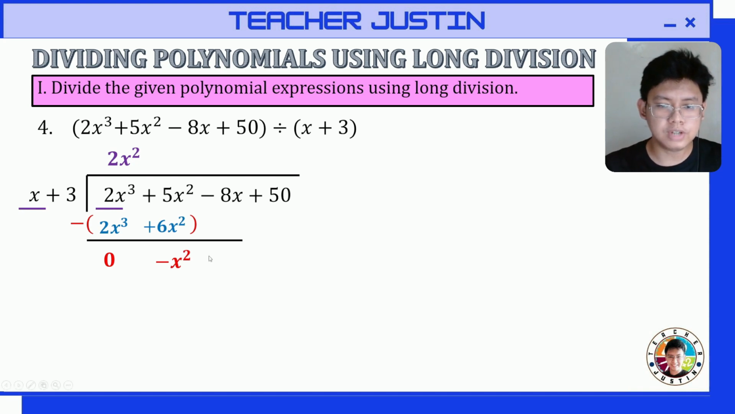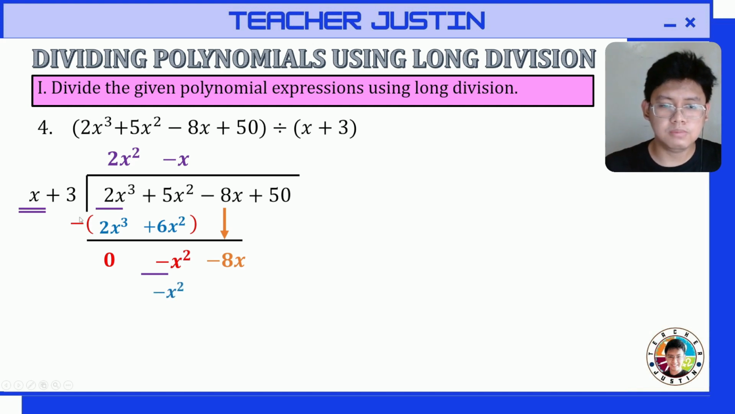So, after we subtract, bring down negative 8x. Then, let's repeat the procedure, divide the first term by the first term. So negative x squared divided by x is negative x. Then, let's multiply negative x to our divisor. Okay. Negative x times x is negative x squared.